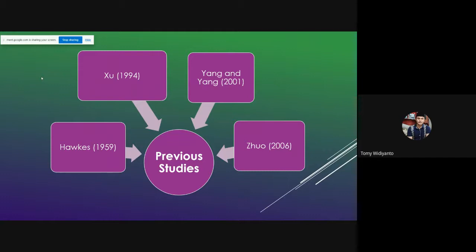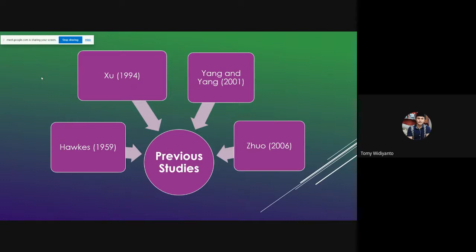Yeah, and then the previous studies come from Hawkes, and then Xu and Yang Zhou, that investigate the animal images in Li Sao, and we know that Li Sao is a work of cultural images by a poet, Qu Yuan, in China.